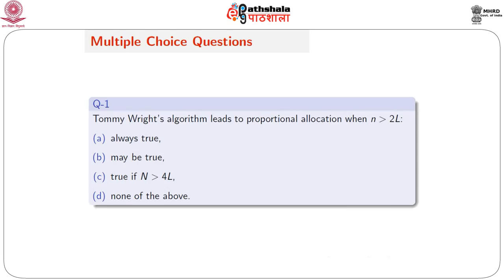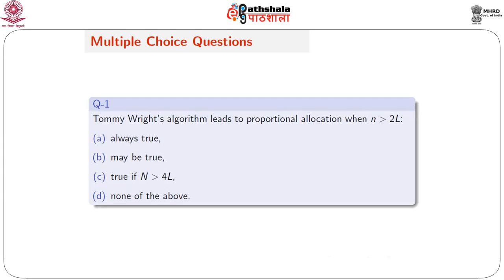I did not tell about proportional allocation as such, but you must be knowing proportional allocation in the context of stratified sampling. When small nh is proportional to capital Nh, we call it a proportional allocation. So there the formula is small nh equal to small n times Wh, Wh being the relative weight of the hth stratum. So that is the background that you have.